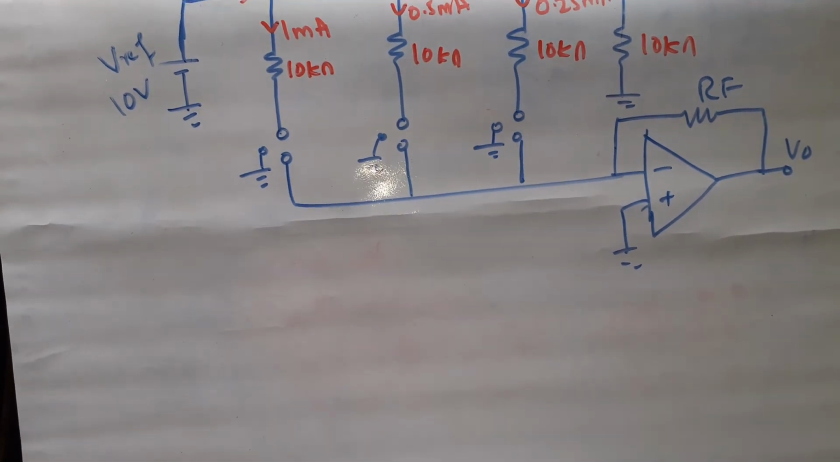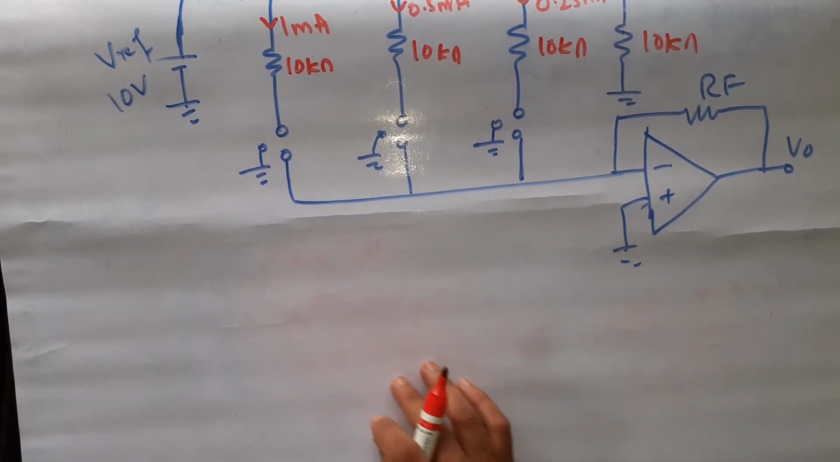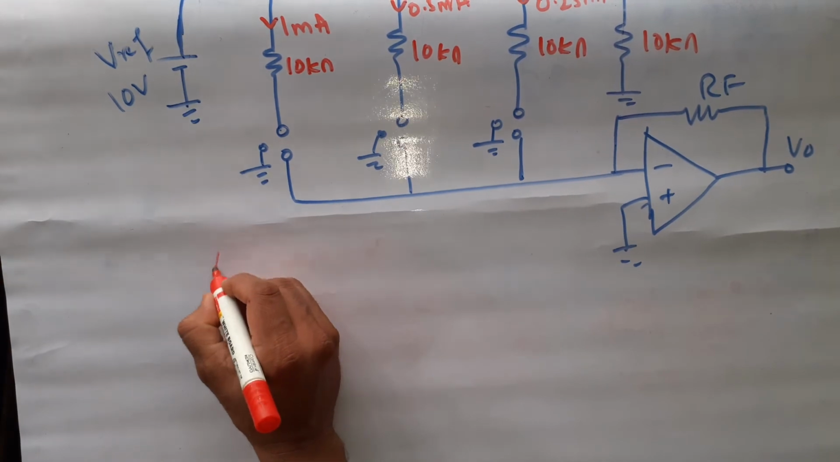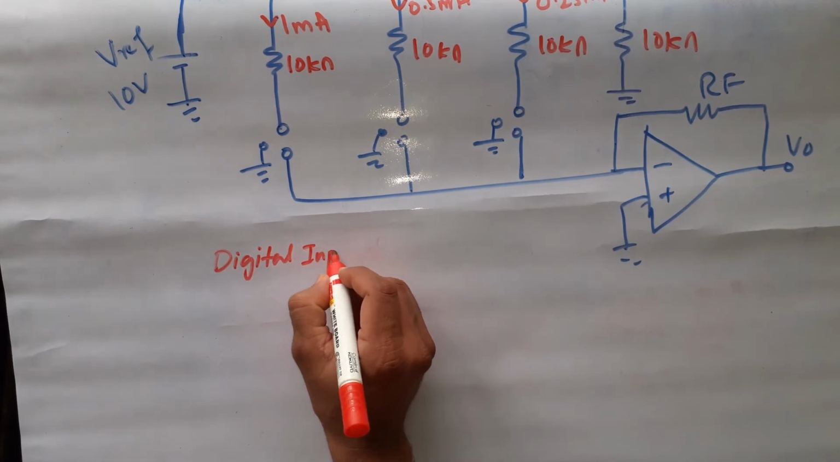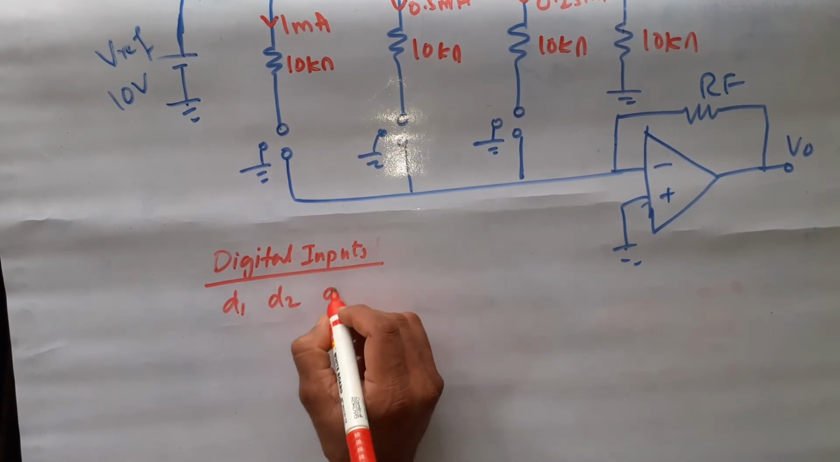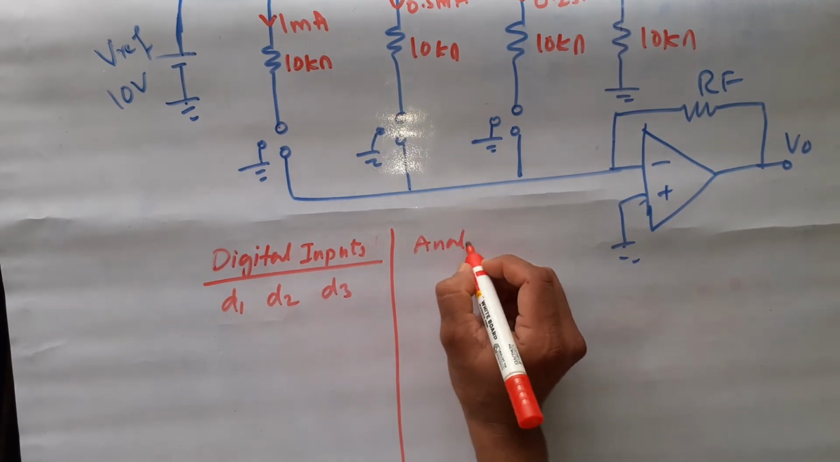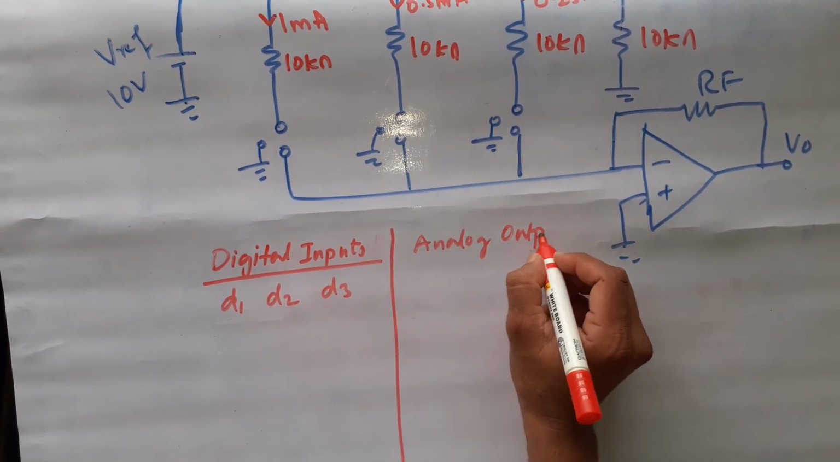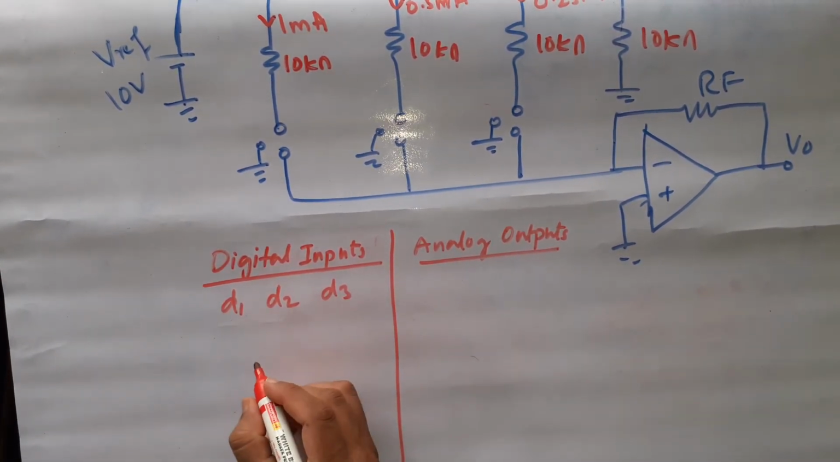I require to prepare one table here. Alright. Digital inputs D1, D2, D3. Here you will be having analog outputs. Analog outputs. Alright.